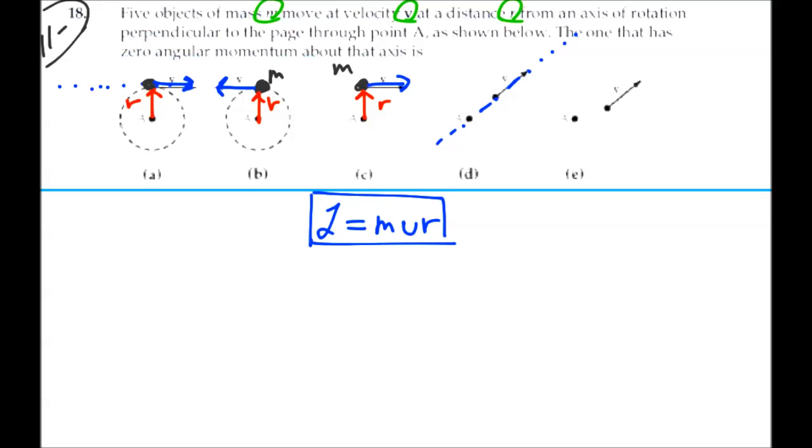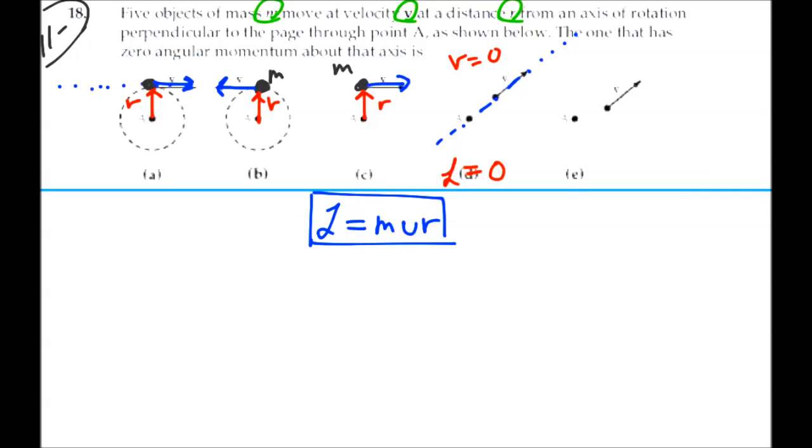Now if we look at D, here's our line of action. We have no r, r is equal to 0. So the angular momentum of D is actually going to be equal to 0. That will give us 0 angular momentum because we have no moment arm for the velocity. There is no perpendicular distance to the line of action. The line of action goes through our axis A.